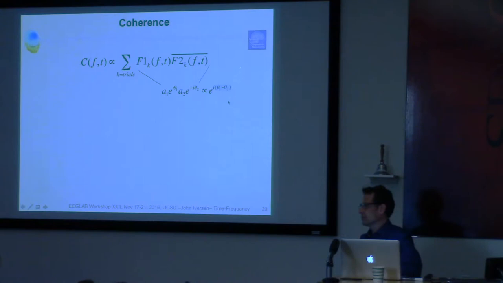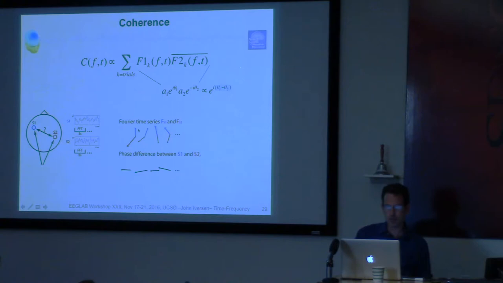So we can think of each Fourier coefficient or wavelet coefficient as a phasor vector, with a length and a phase. This would be for two signals, and then these could be the different time points. So really what we're looking at is the amplitude-weighted phase difference between the two signals.